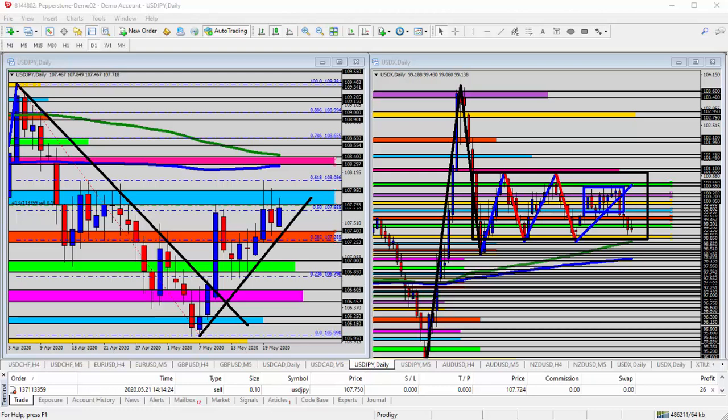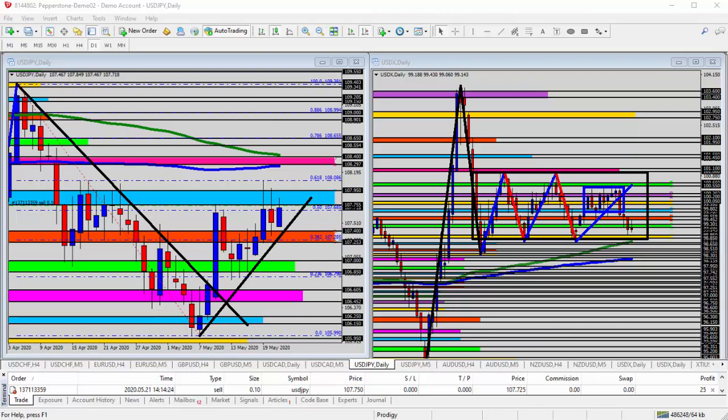Today we're looking at the USDJPY, the US dollar versus the Japanese yen, for today's trade analysis. A couple of things that we're going to look at today is the direction we should be trading. Direction is important, where to make a trading entry, and when to make a trading entry.